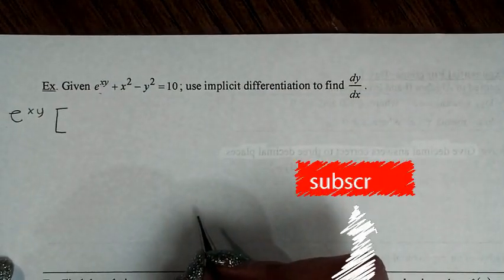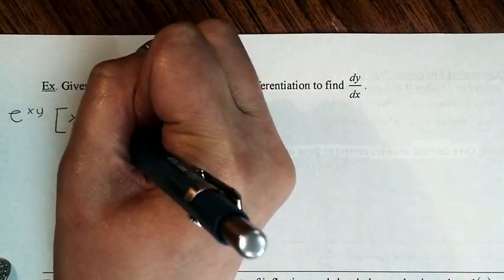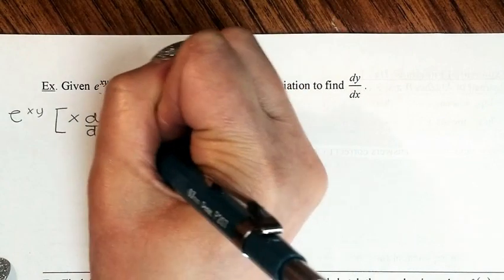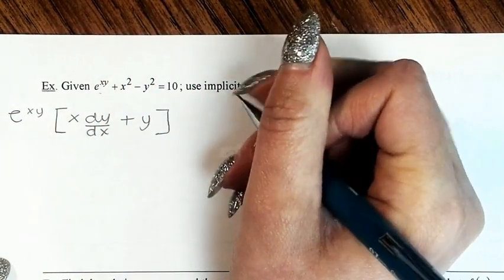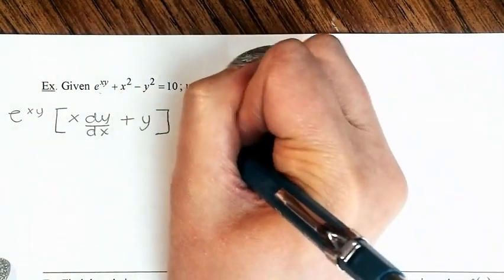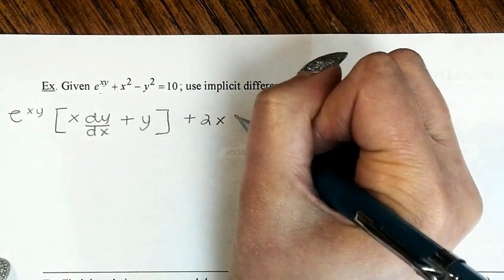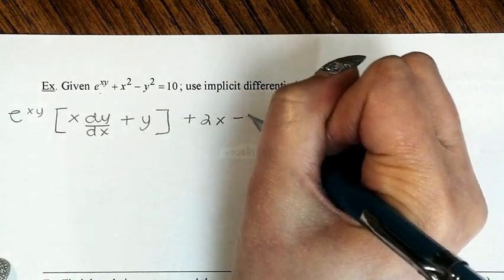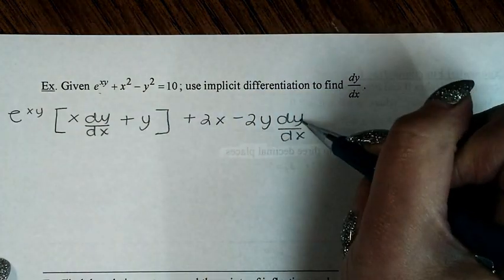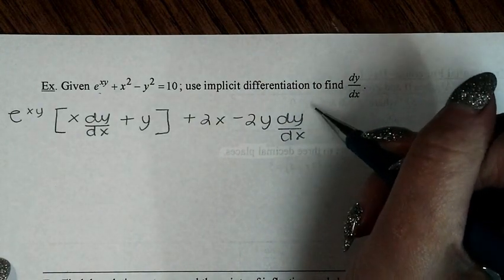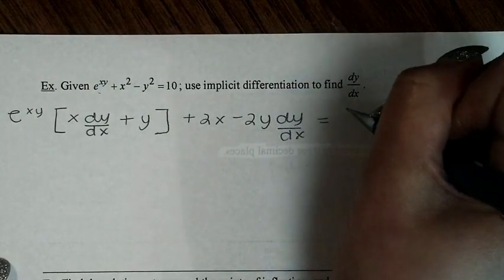That is going to be a product rule. Okay, so what you would do is the first one times the derivative of the second one, which is the dy dx, plus the second one times the derivative of the first, which is dx, which we don't write. Then you move on to the x squared, which you know is going to be 2x, and then remember that implicitly negative y squared is going to be negative 2y dy dx. Remember that when we are taking the derivative of the y is when this dy dx appears. This is going to be equal to the derivative of 10, which is 0.